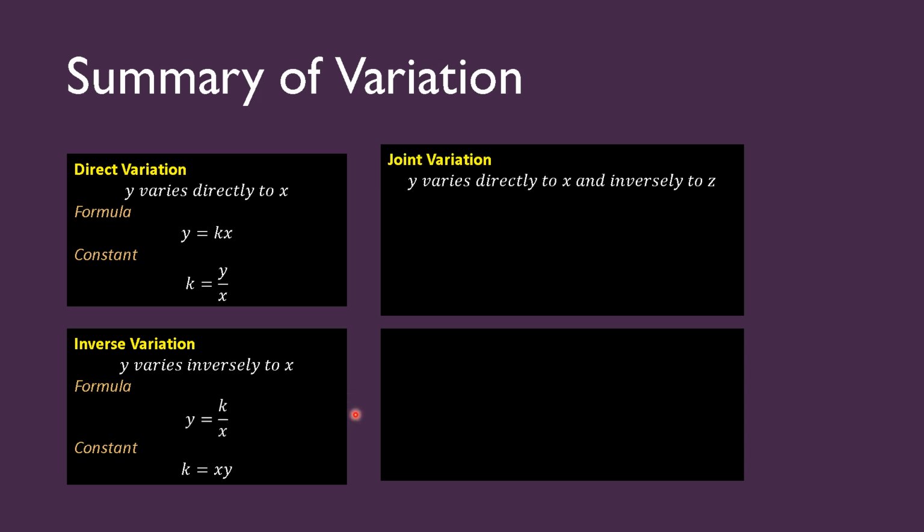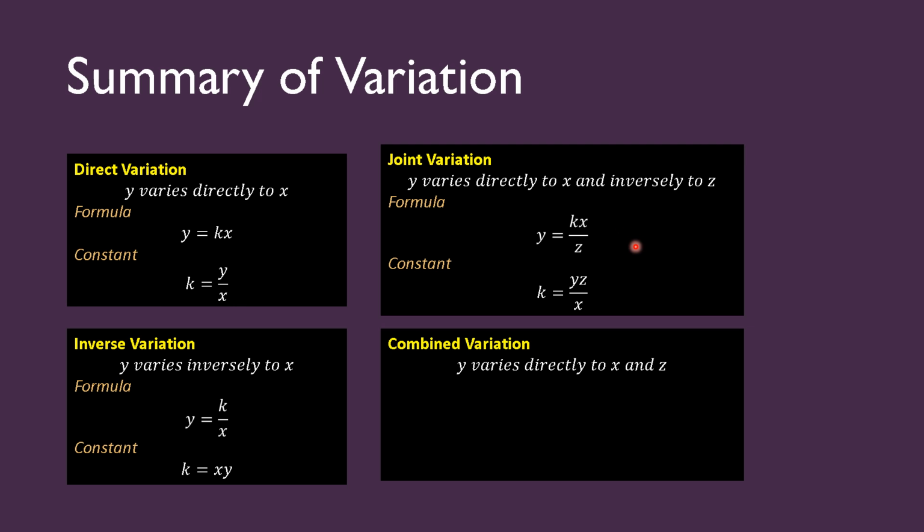Another is y varies directly to x and inversely to z, so the formula is y is equal to kx over z, and the constant would be k is equal to yz over x. And then last, y varies directly to x and z, the formula would be y is equal to kxz, and getting the constant would be k is equal to y over xz.